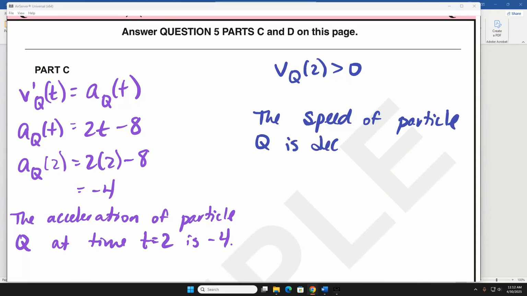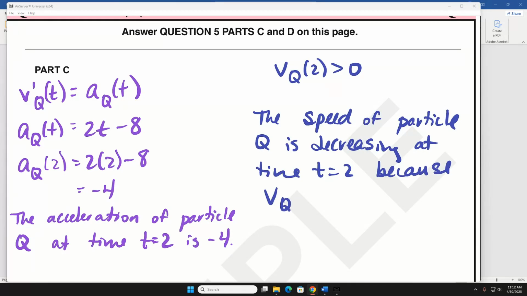So the speed is decreasing at time t equals 2 because V_Q of 2 and A_Q of 2 have opposite signs.